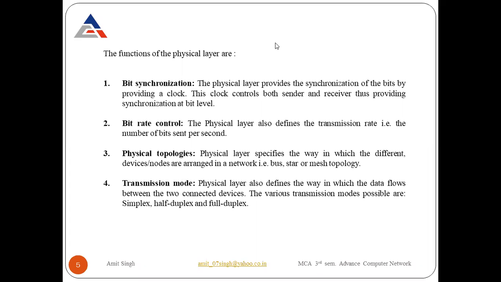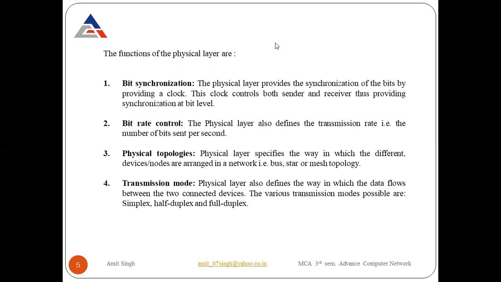Simplex, in which only one-way communication is there. Suppose we are in simplex mode, only I am able to send the data, you only receive the data, but you are not able to send the data. This is called simplex. Second, half duplex. In half duplex, bidirectional data flow is there, but not at the same time. At the same time, data can flow from only one side. Suppose we are in half duplex mode. I am sending the data, at that time you are receiving that data. When I am complete with the data, now you can send the data, and I am able to receive it. The communication is bidirectional, but not at the same time.